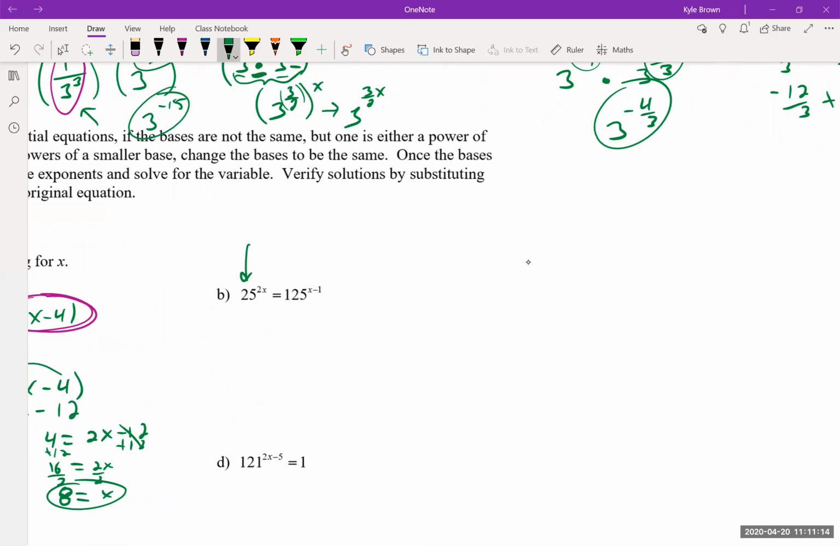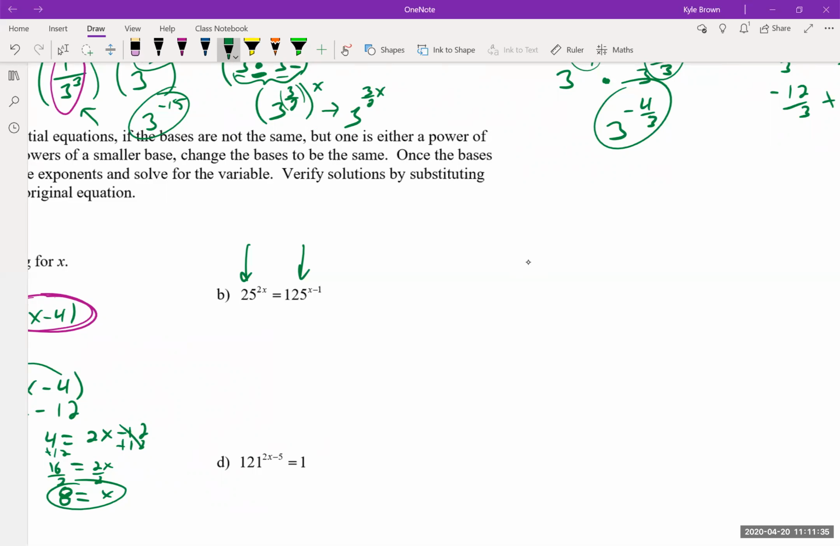25 and 125. Okay, so can't directly see it, but you might have to do a little bit of guessing and checking to kind of figure out what it would be, right? So I'd start being like, okay, 4 to the power of something, no. 5 to the power, I know 5 to the power of 2 is 25. And I know 5 to the power of 3 is 125. So okay, let's rewrite those.